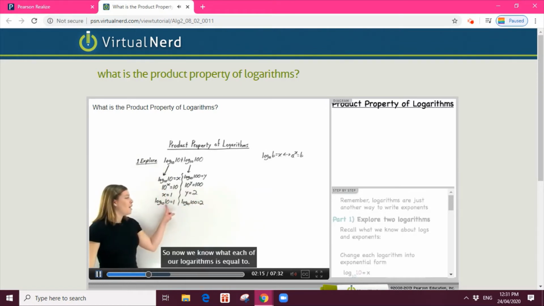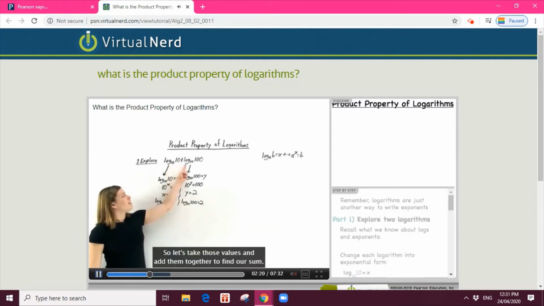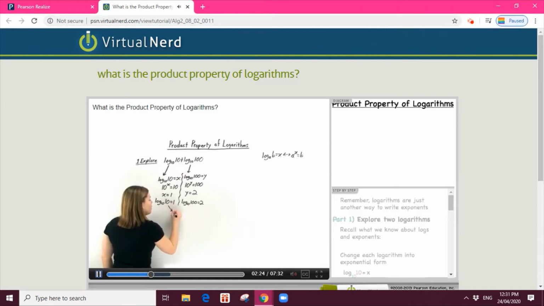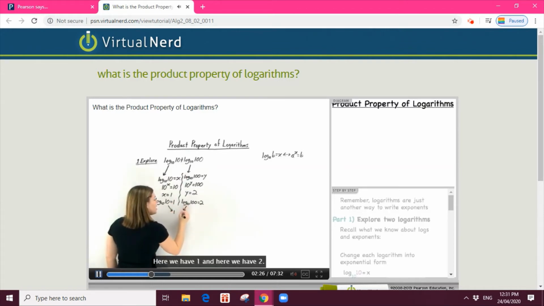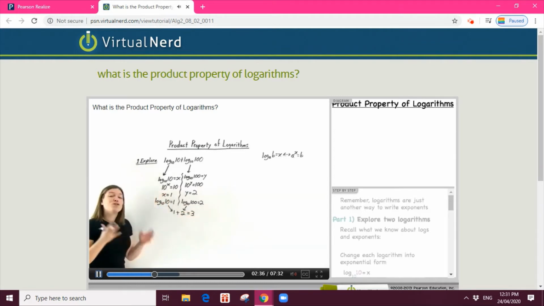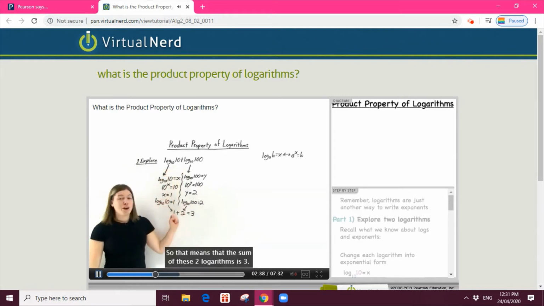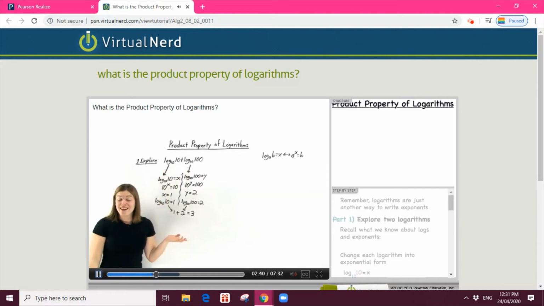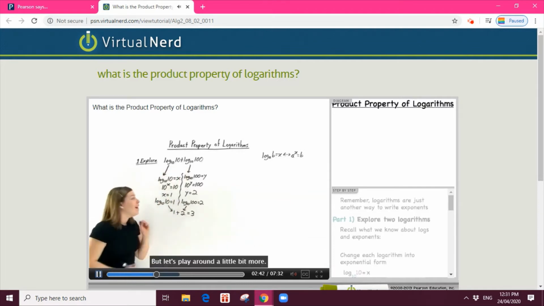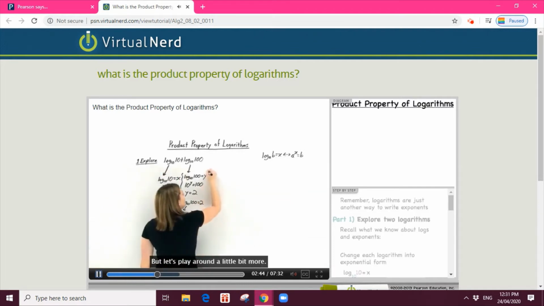So now we know what each of our logarithms is equal to. So let's take those values and add them together to find our sum. Here we have 1, and here we have 2. So in order to add these logarithms together, we just need to take 1 plus 2. And 1 plus 2 is 3. So that means that the sum of these two logarithms is 3. Neat. But let's play around a little bit more.